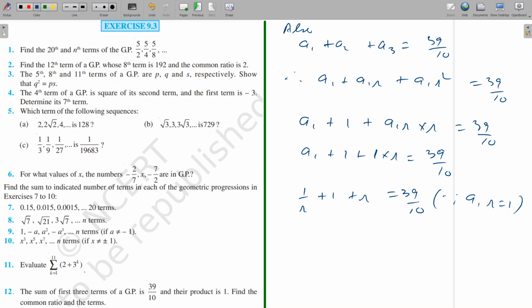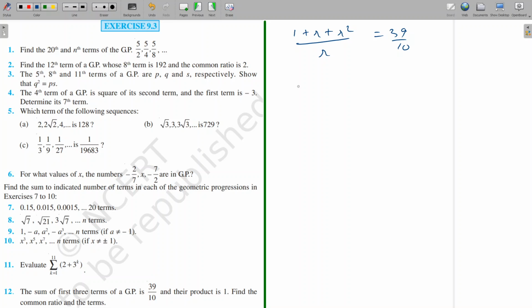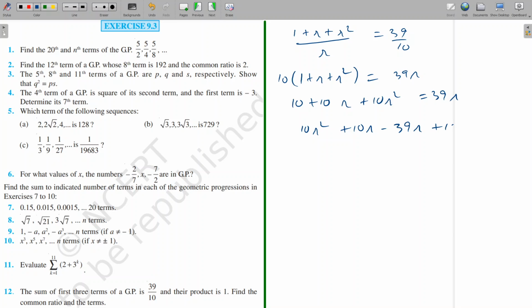Now just simplifying this, we'll get 1 plus R square over R equal to 39 by 10. Simplifying this further, we'll have 1 plus R square equal to, here 10 will multiply this side and this will become 39R. So this will become 10 plus 10R square equal to 39R, and this will give us 10R square plus 10R minus 39R plus 10 equal to 0. So this will become 10R square minus 29R plus 10 equal to 0.